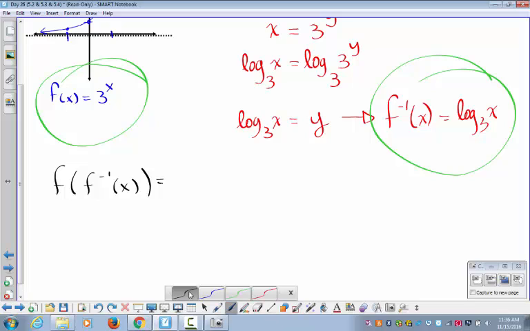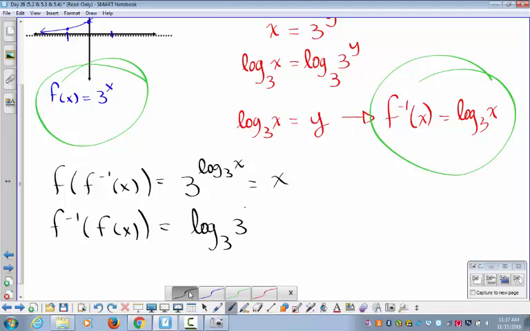Let's check. So f inverse into f. So we're going to do 3 to the log base 3 of x. And there's an exponential cancellation property that we haven't looked at yet, but will show up. This will be a cancellation property for exponentials. That will turn into just x. And then the other property is that if we throw f into f inverse, we get log base 3 of 3 to the x, and that's just x. So it's a property of inverses, that you plug them into each other, you get x.